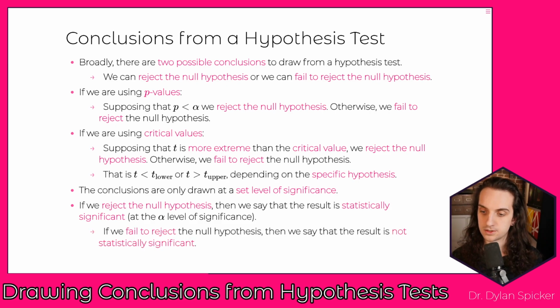If we fail to reject the null hypothesis, then we say that the result is not statistically significant. And so this language is exactly interchangeable. In a statistical context, if we say statistically significant, or sometimes just significant, if you have a significant result, that means a statistically significant result. Then what we're saying is that it crossed the alpha threshold, and the p-value is less than alpha, or the critical value is more extreme.